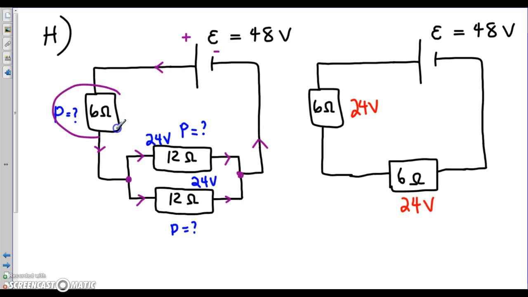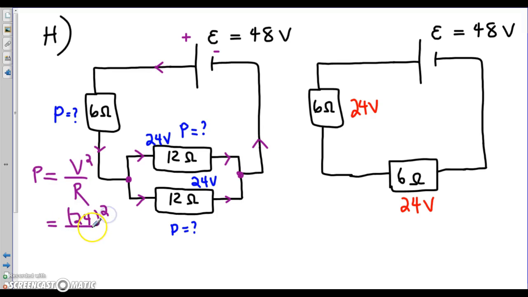So now we find the power dissipated by each, or the power consumed by each resistor. For this resistor here, we can choose from the equations on the previous slide. I will use V squared over R. The potential difference across this resistor is 24 volts. We square that value. The resistance of the resistor is 6. And we calculate the answer. It comes to 96 watts. The watt is the unit of power.